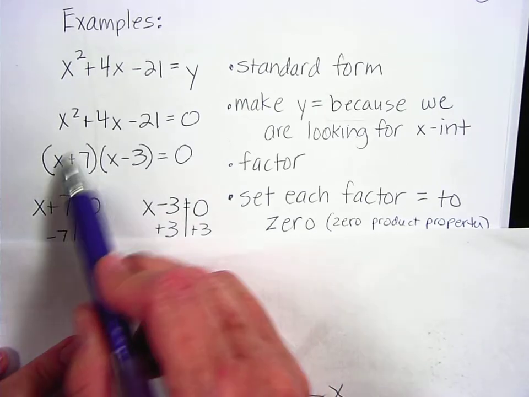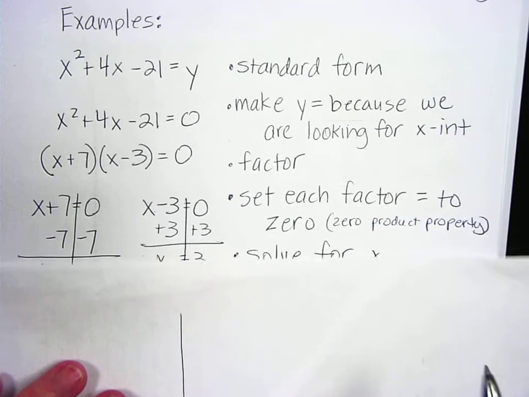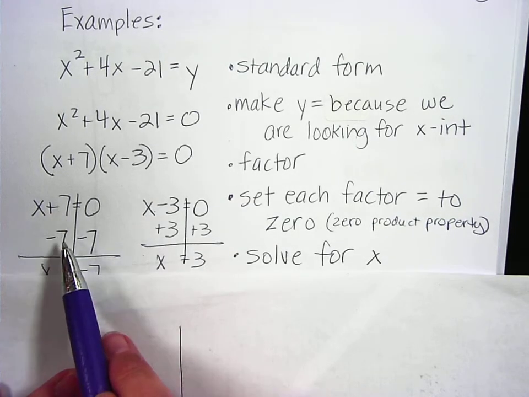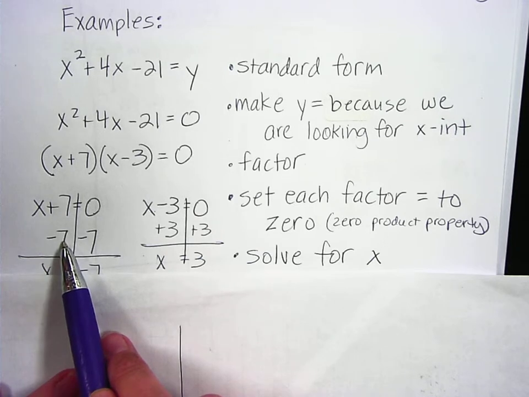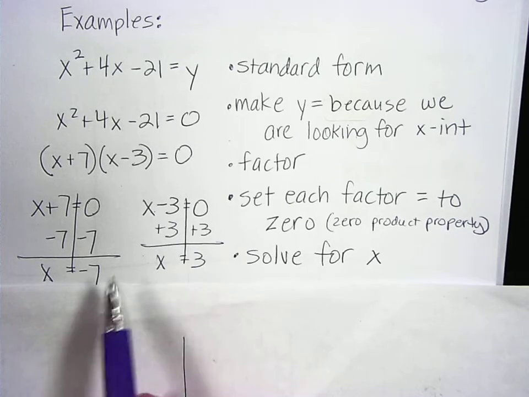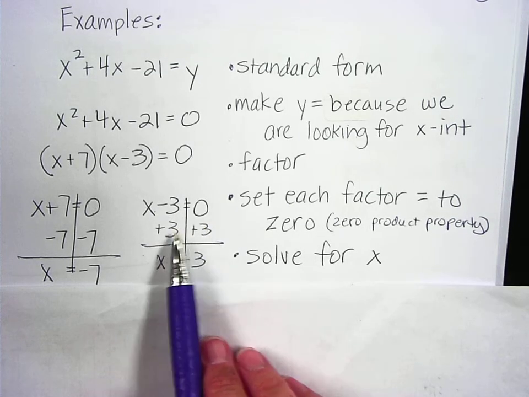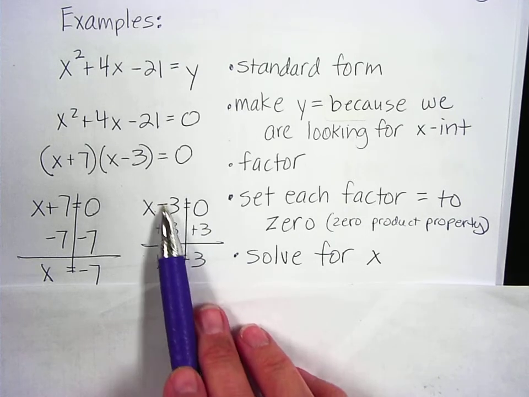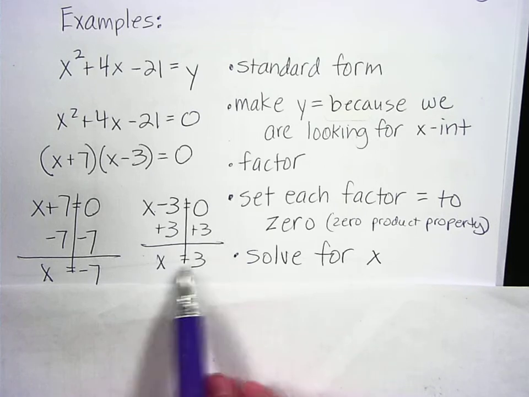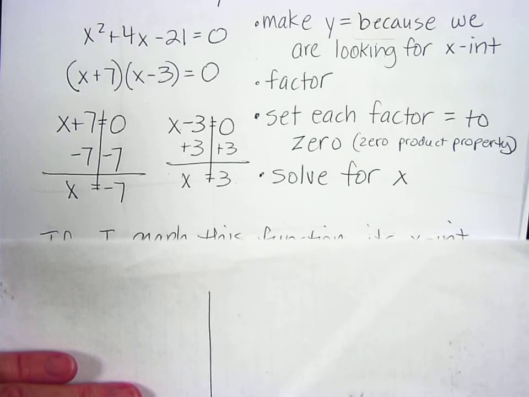So we set each factor containing a variable equal to 0, and then we solve for x by isolating it. In this case, we had to get rid of the positive 7 by combining it with negative 7. You do that on both sides to maintain your equation, and x ends up being negative 7. Here, we add 3 to both sides to cancel these out, and x equals 3. Apparently, those are our two x-intercepts.